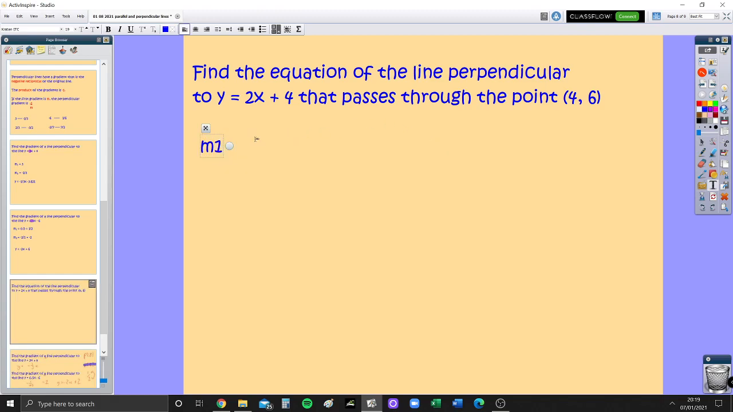So again, we're going to need our first gradient. You should be confident to read that straight from the line equation. Y equals 2x plus 4 has a gradient of 2. So we need our perpendicular gradient. And again, if our original gradient was 2, we're now looking for our perpendicular gradient to be a negative and the reciprocal of that, so negative 1 over 2.